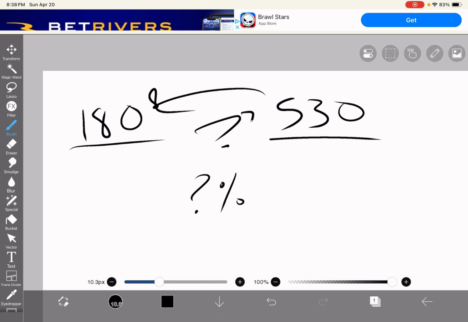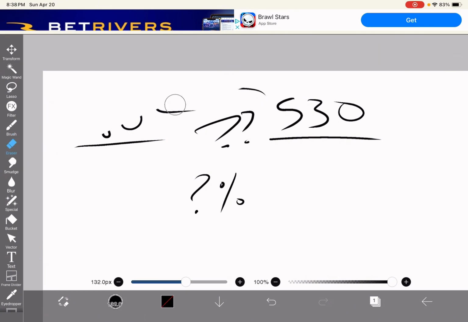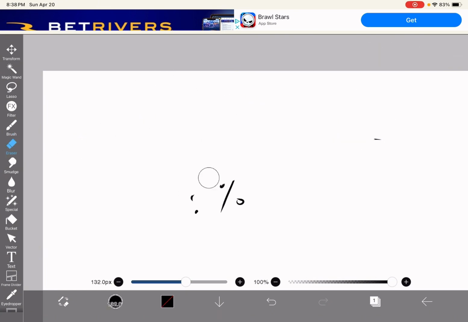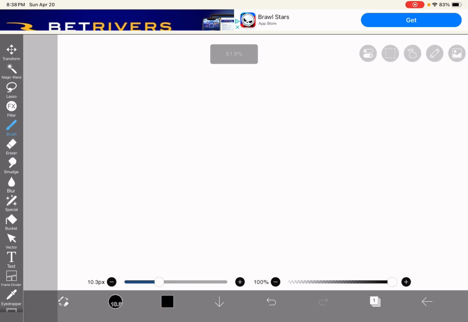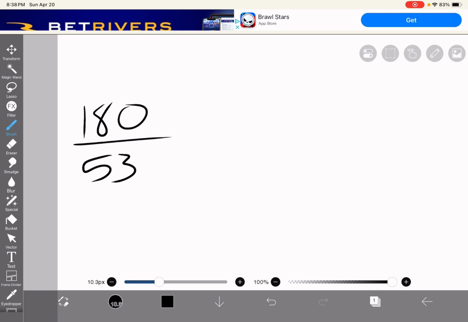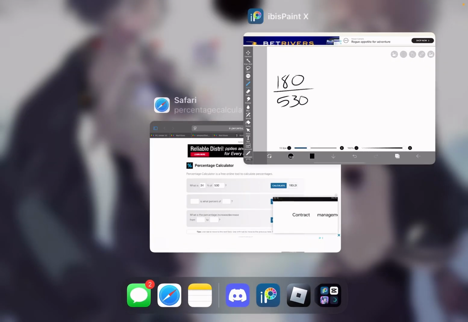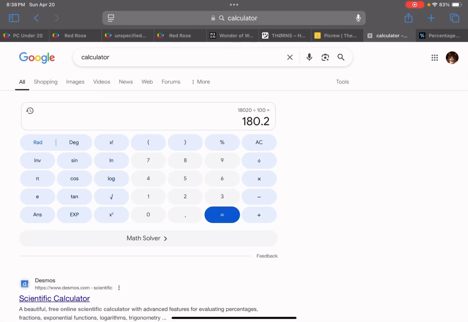So if you're trying to find what number, what you want to do is 180 divided by 530. And I'm too lazy to do that right now. So you would do 180 divided by 530.